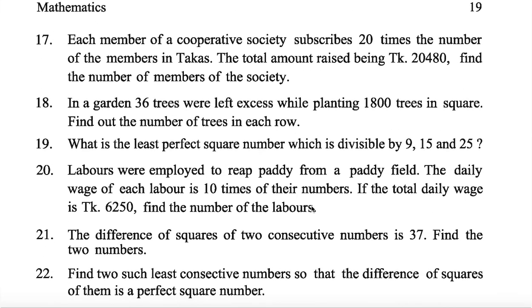Each member of a cooperative society subscribes 20 times the number of the members. The total amount raised will be this. Find the number of members in the society. Each member of a cooperative society subscribes 20 times the number of the members. Each member gives 20 times the number of the members.